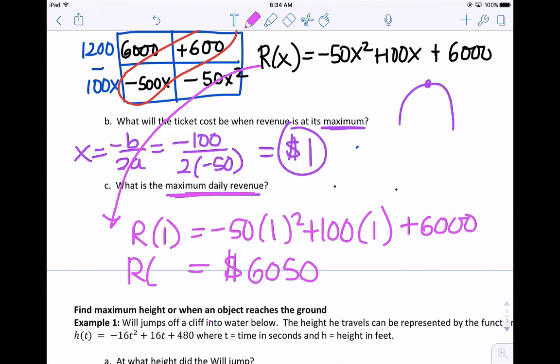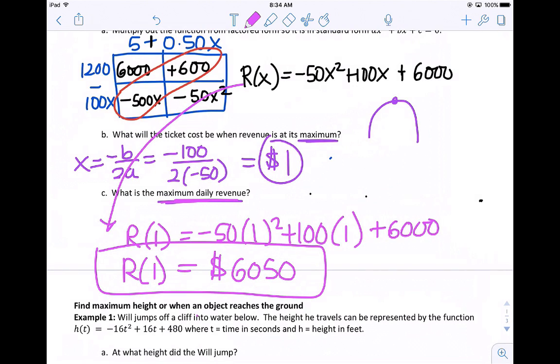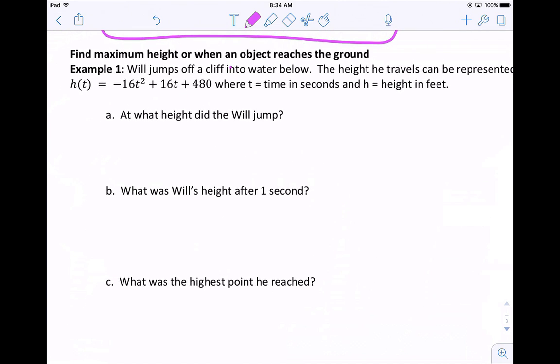So the revenue, if you charge $1 at its maximum, you would make $6,050 in revenue. So there's an example of using it to find what you could charge to make maximum revenue. We can also use a quadratic to find maximum height or when an object reaches the ground.